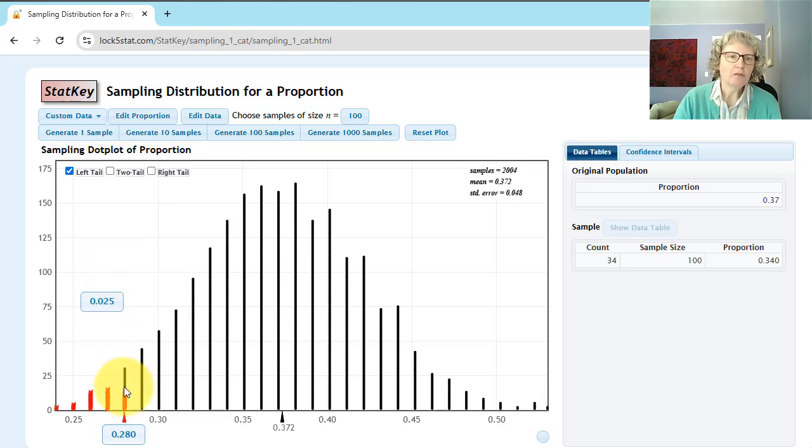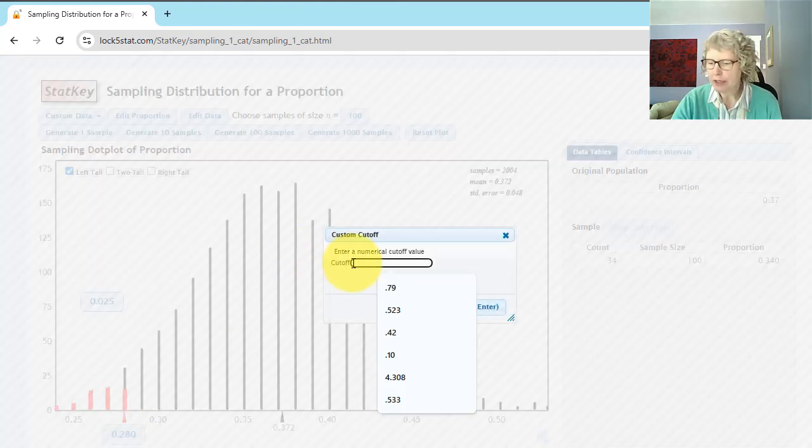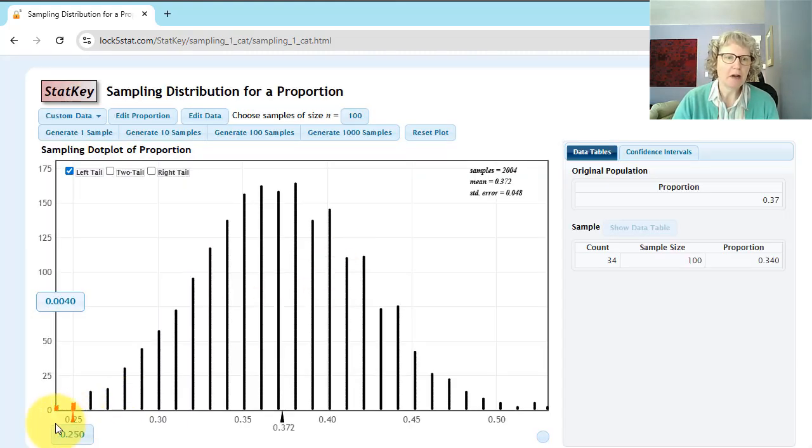Okay, so again, these default values always come up as 0.025 on each tail, and 95 in the middle. So I need to put in 0.25 here because that's the probability I want to find, and then it's highlighting that and everything to the left in red, counting those red X's out of the total, and it's getting 0.004. Okay, so I'm going to write that down: 0.004. Again, this will vary from simulation to simulation.